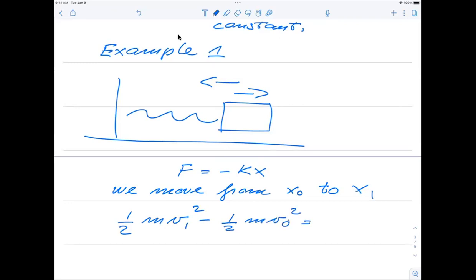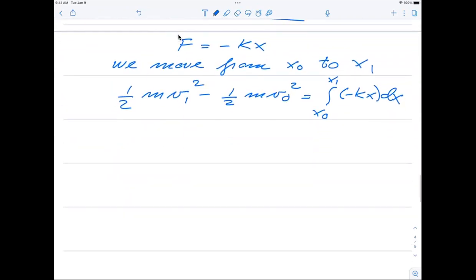And if you use this work energy theorem, this is now going to be given by the integral from x0 to x1 of my force here, minus k times x, dx. And this is something which we can integrate up. And if we integrate it up, we get minus 1/2 of k times x1 squared, plus 1/2 of k times x0 squared. And now we can reorder this expression here.